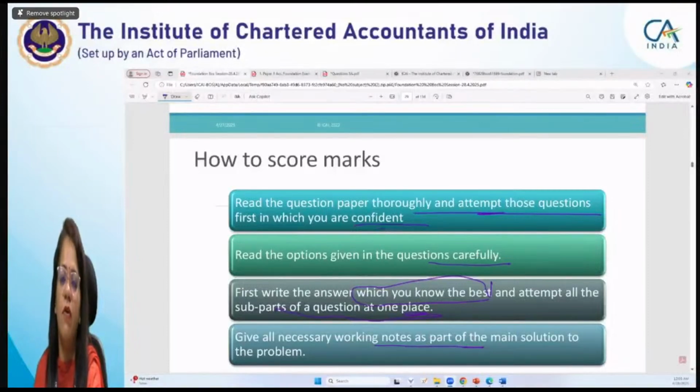For example, for not for profit organizations also, the format, income and expenditure, receipt and payment, and balance sheet, all should be prepared first, and then after that the working note should be prepared. Okay.